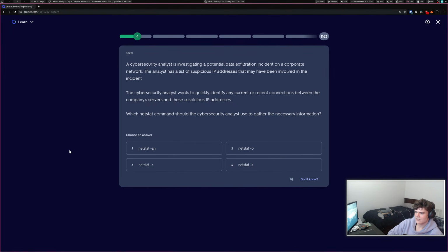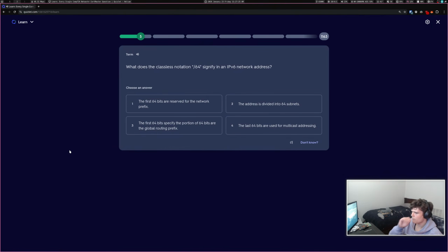A cybersecurity analyst is investigating a potential data exfiltration incident on a corporate network. Identify any current or recent connections with NetStat command should the analyst use to gather the necessary information. I don't know, AN? Okay. Classless notation, was it signify?